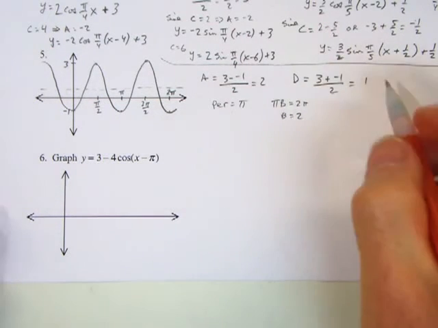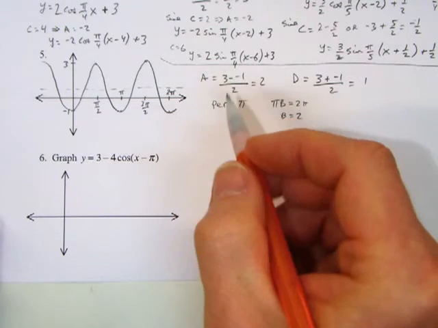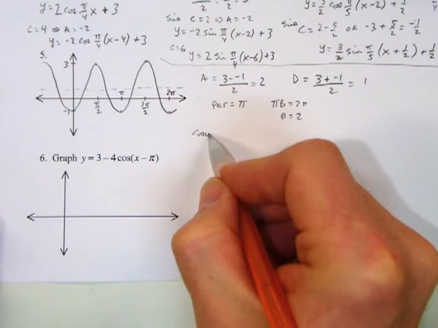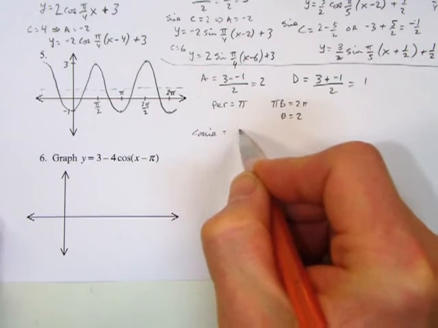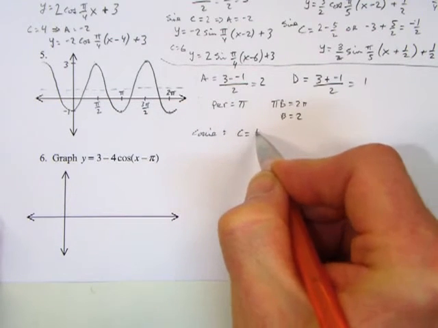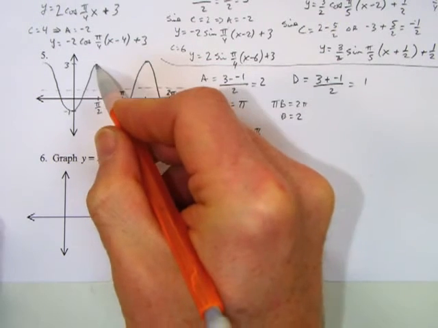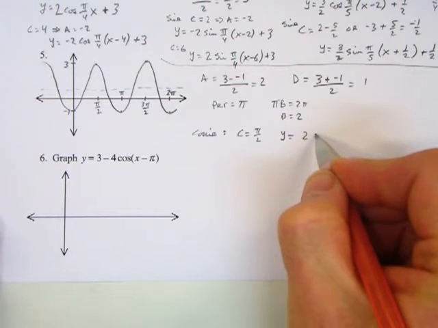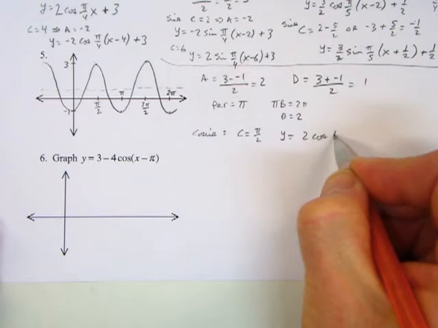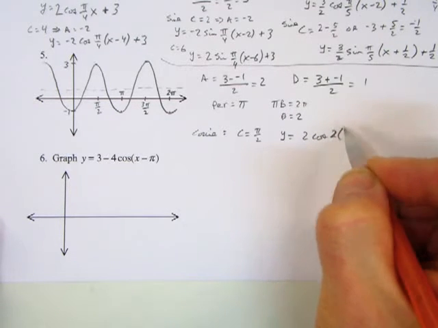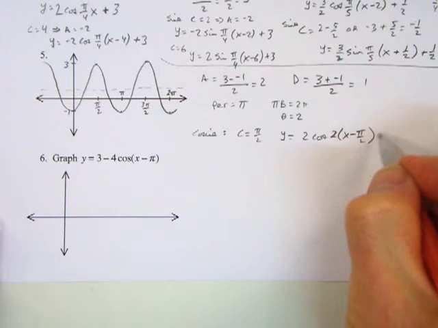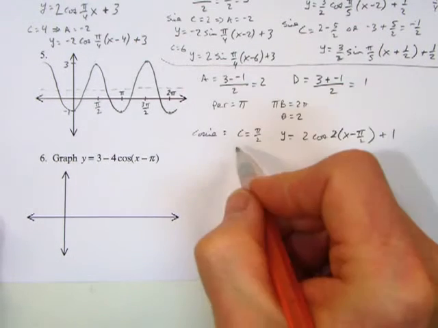Now we need to find if it's sine or cosine. So if it is, let's say, cosine, then we could say c is pi over 2, because there's a high point. And that equation would be y equals 2 times the cosine of 2, because that's our b value, times x minus pi over 2, and that plus 1.